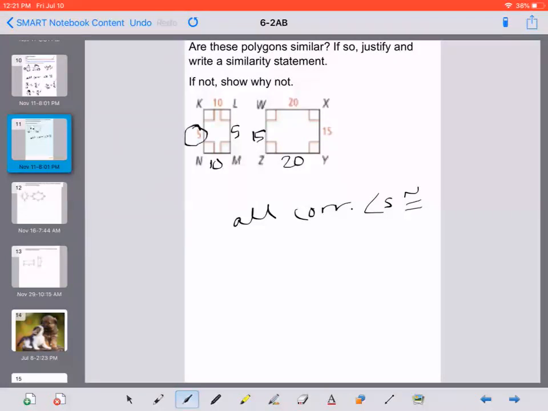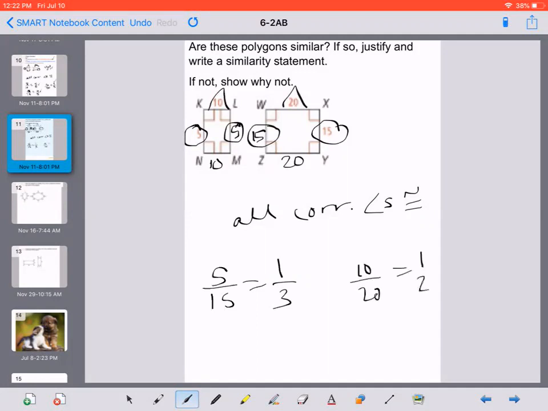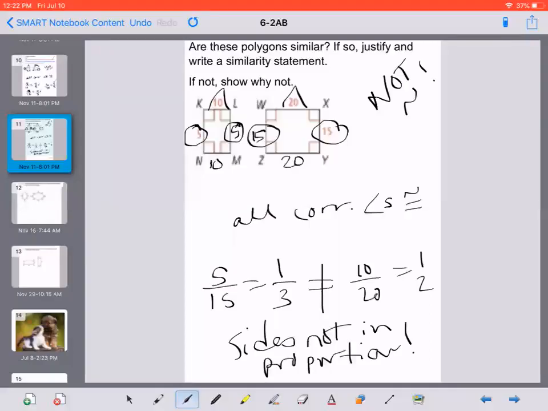So here we've got our shortest side 5 comparing to the shortest side in the other shape. And when we look at that, we see we can reduce that fraction. And that will be the same ratio as the other 5 to the other 15. All right, let's look at 10 to 20. We see that that reduces differently, and we see that these are not the same. So we see the sides are not in proportion, and therefore the shapes are not similar. So the sides are not in proportion, therefore these polygons are not similar.